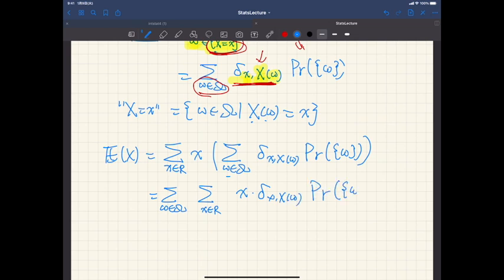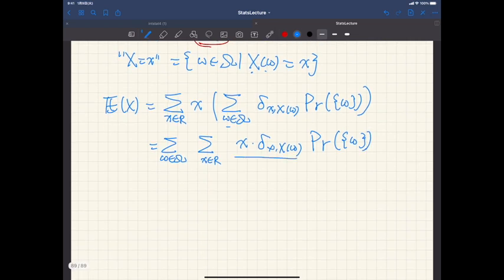probability of omega. Now look at this part. Since this delta is equal to 1 only when this lowercase x is equal to this random variable X of omega, and times this lowercase x, this is actually equal to, we could simply write in this way.